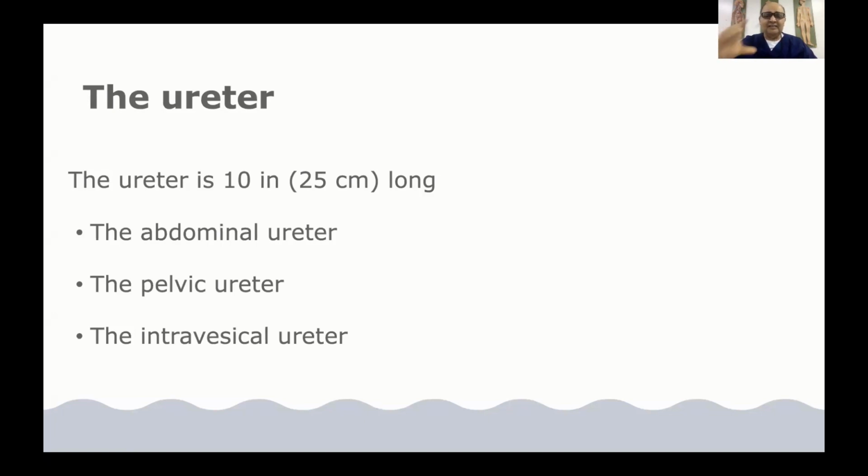Part of it lies in the abdomen. We call it the abdominal part of the ureter. Part of it lies in the pelvic cavity. We call it the pelvic ureter. And there is the part going obliquely through the wall of the urinary bladder. Everything has its importance and its significance, and we'll go over it step by step. I'm sure everybody is fine with that.